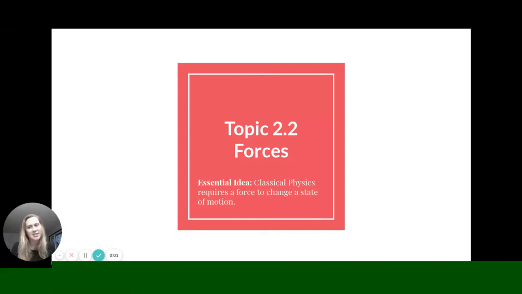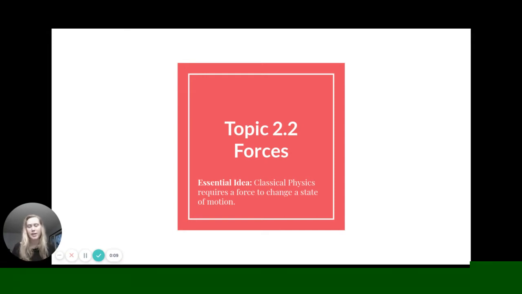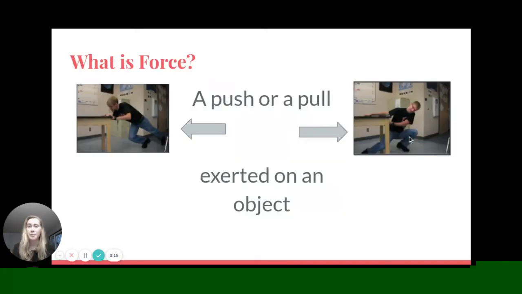Topic 2.2, forces. So the essential idea is that to calculate classical motions on the Earth, we know that there is a force required to change any motion. And so let's get into it. Forces are a push or a pull exerted on an object.